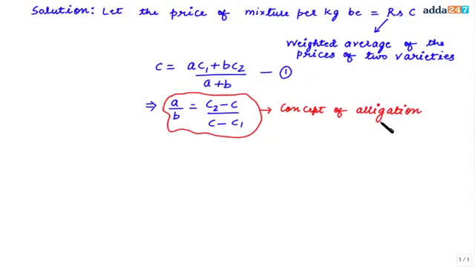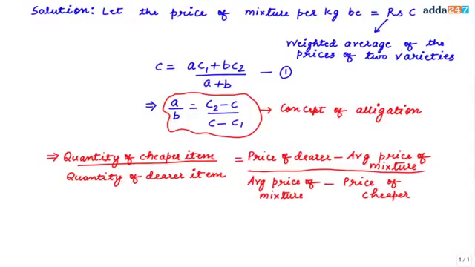The concept of allegation gives us the relationship between price and quantity of various types of an item in a mixture. And this is the formula which we obtain. Quantity of cheaper item divided by quantity of dearer item is equal to price of dearer item minus average price of mixture, divided by average price of mixture minus price of cheaper item. This is a very important formula which you should memorize for solving questions on mixtures and allegations.